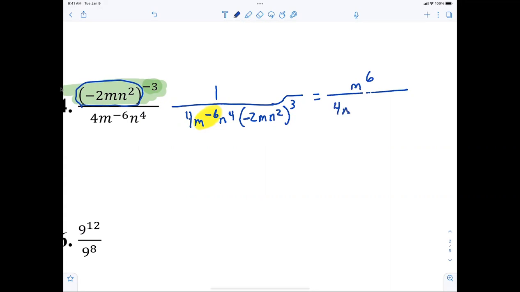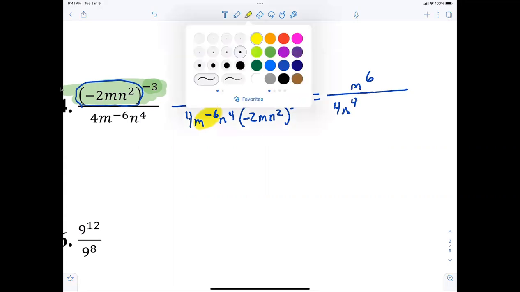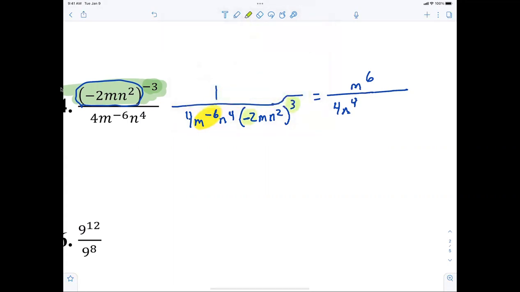4 n to the 4th. Now I have to do this right here. What's -2 to the 3rd power? -8. And then what's this to that power? That'd be -6. M to the, n to the third, then n to the -6. N to the what? -6. Why are you saying -6?